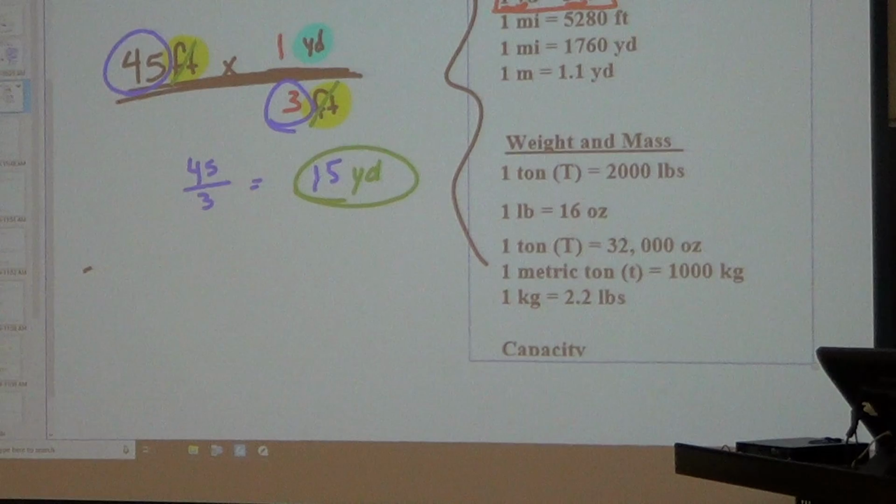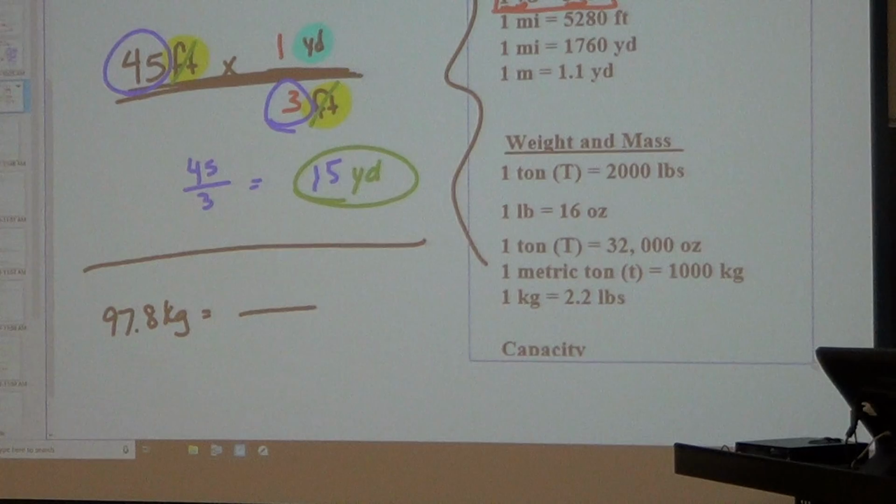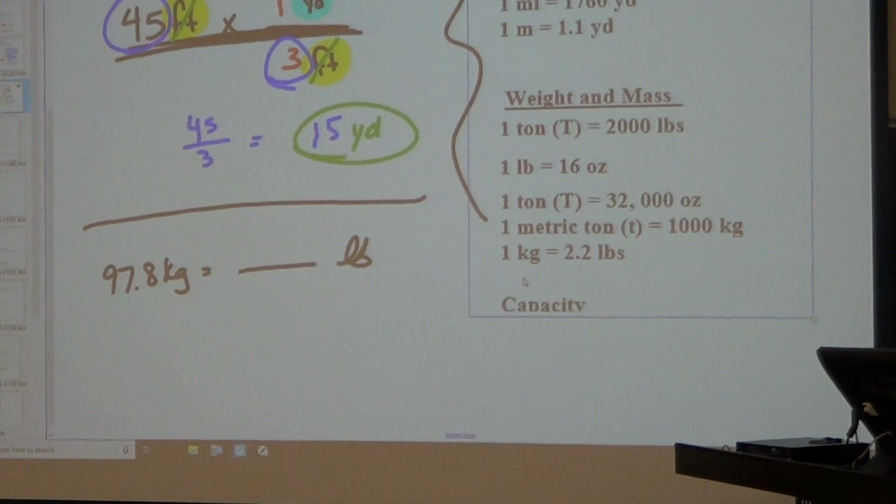If you were dating somebody online, and on their online profile, it says that they weigh 97.8 kilograms, and you're getting ready to meet them, and you want to know, okay, are they going to be fat? Are they going to be skinny? Are they going to be okay? I don't know what 97.8 kilograms is. I need to know how many pounds that is. So we need to convert 97.8 kilograms into pounds.